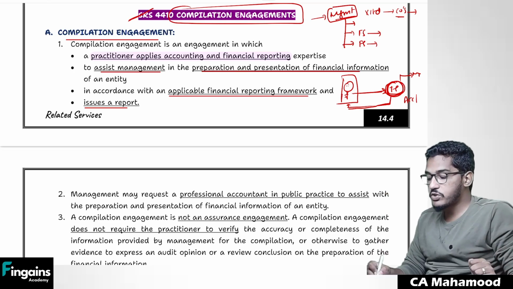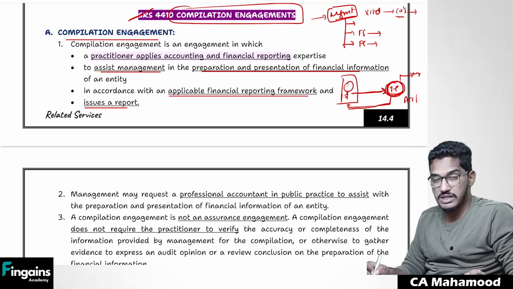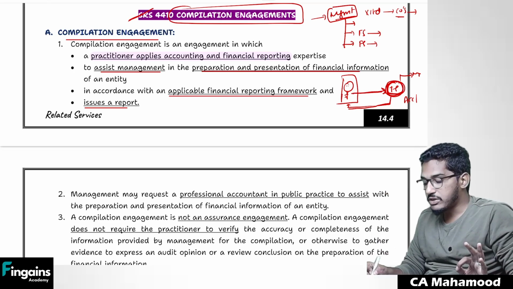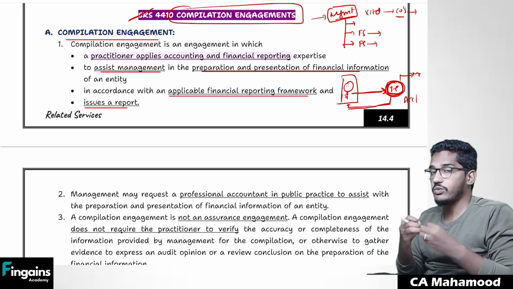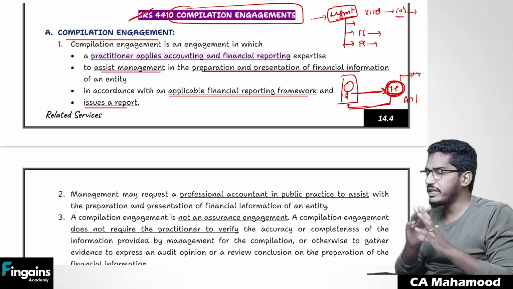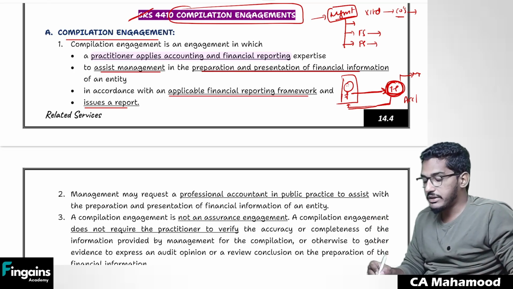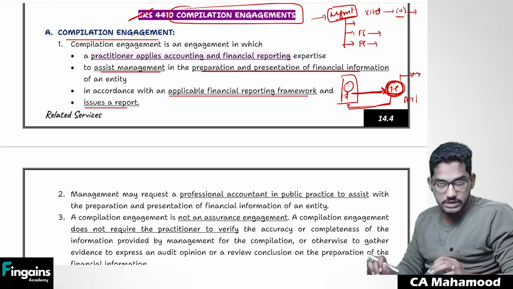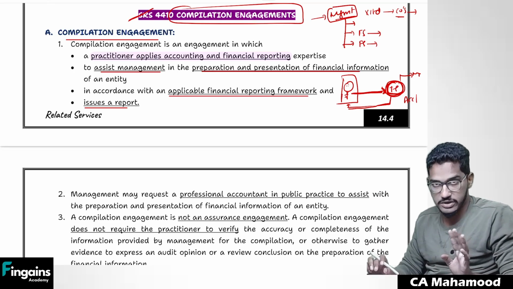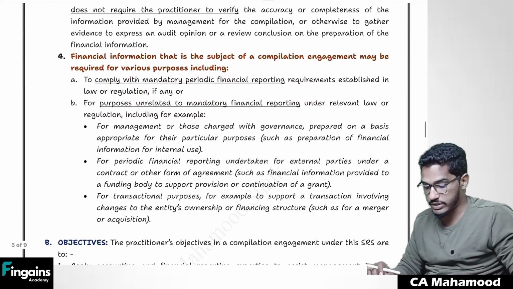So the ultimate responsibility for the final outcome of the financial statements will always rest with the management only, because we don't have any responsibility to verify the accuracy. So we need not take any responsibility. The ultimate responsibility is always and always going to rest with the management of the organization itself. So this thing we have to be very clear about.